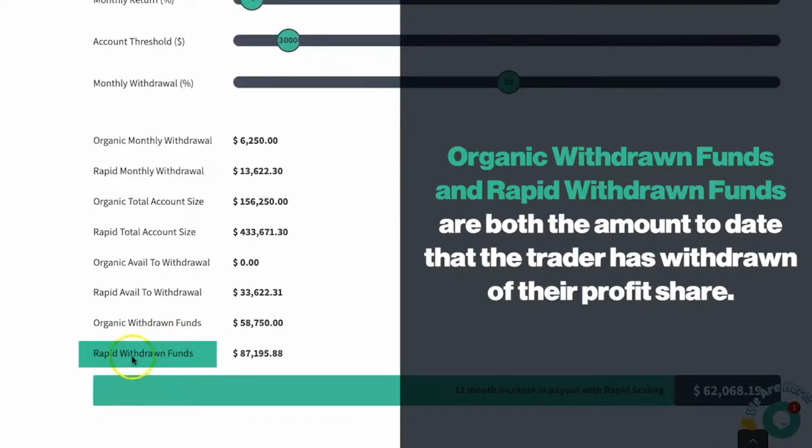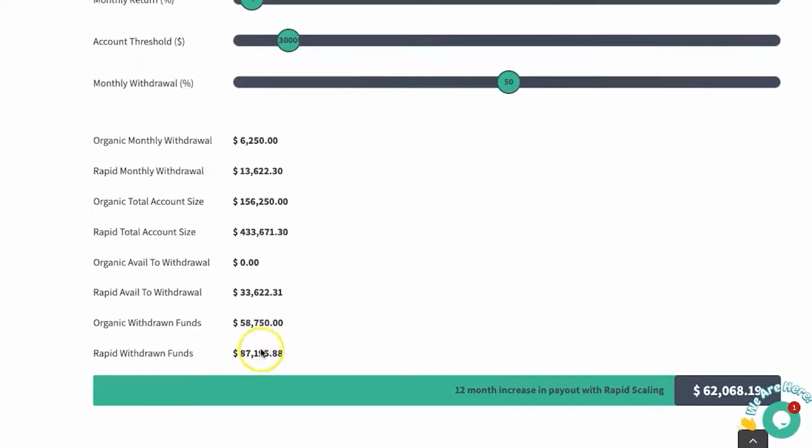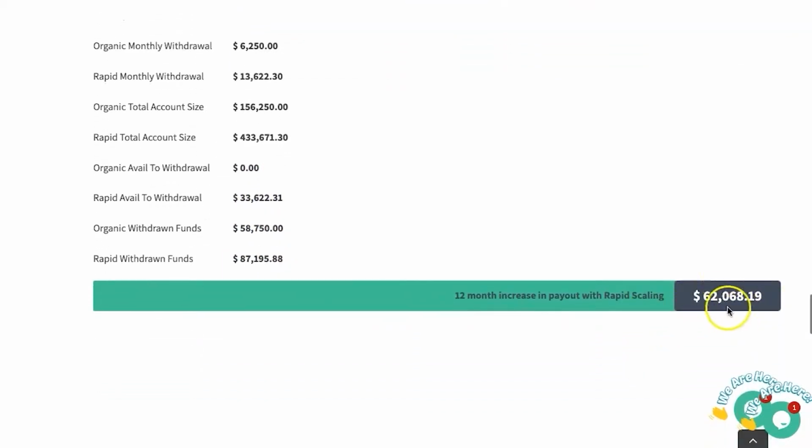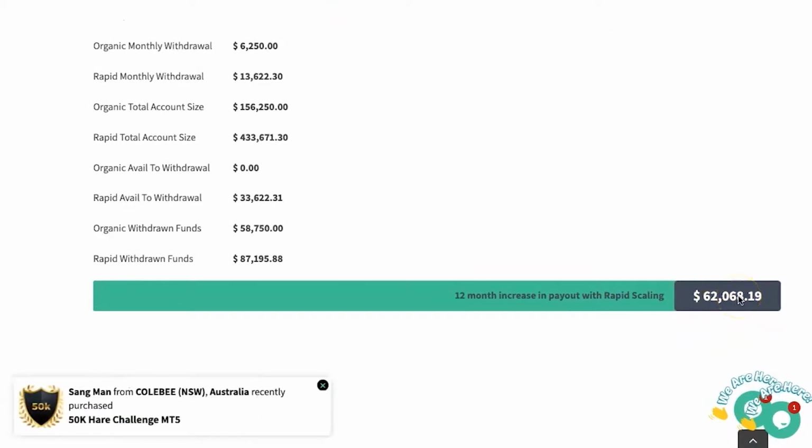The organic withdrawn funds and the rapid withdrawn funds are both the amount to date that the trader has withdrawn of their profit share. The organic has withdrawn 58,750 as you can see, while the rapid has withdrawn 87,195. This is after 12 months. So remember, the rapid also has this balance to be able to withdraw as well. Down here, the final number shows you the difference between going on the organic or the rapid.